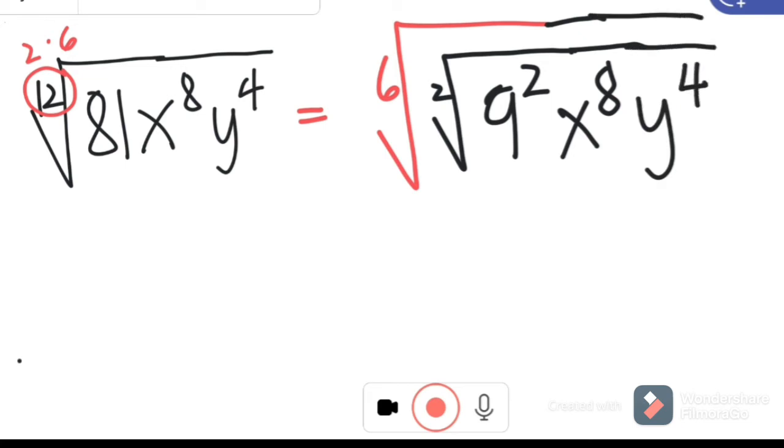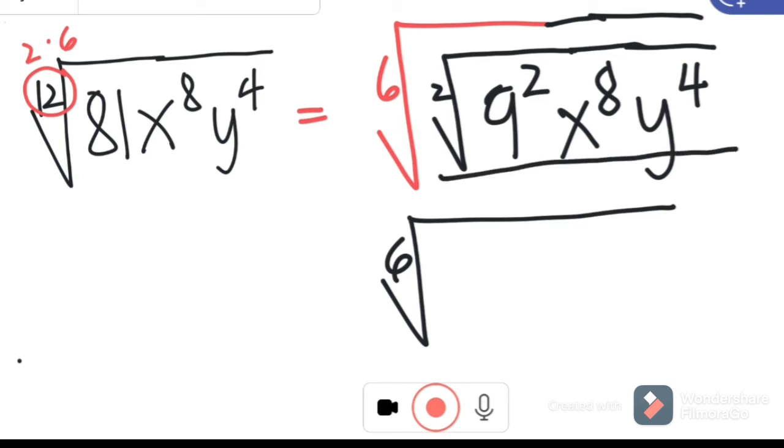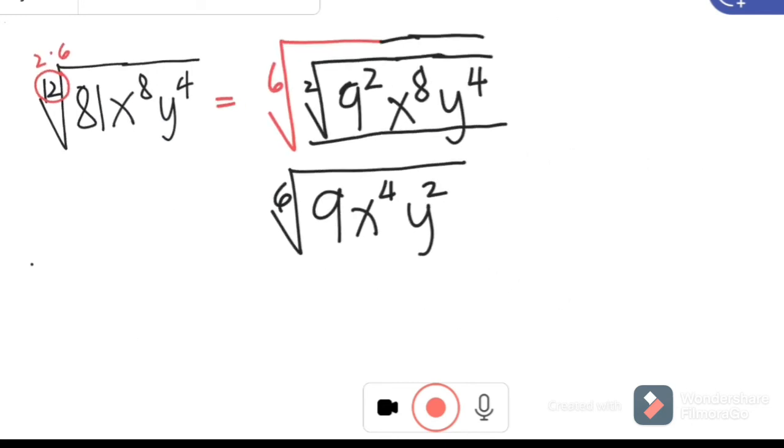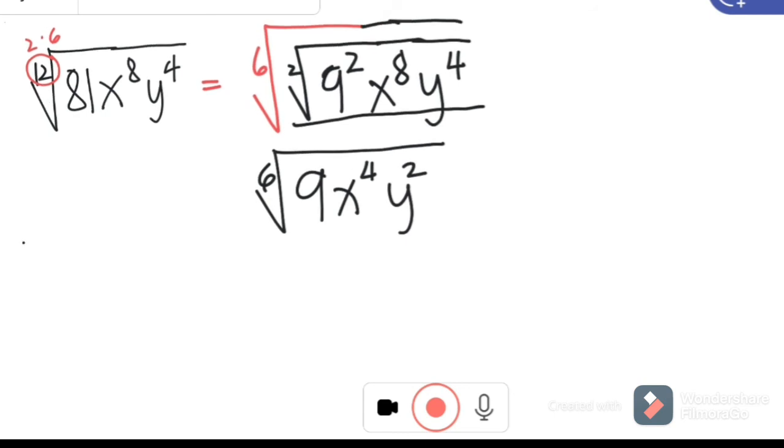So, now let's simplify the 6th root. Okay, and then simplify the inner radical. We have the square root of 9 squared is 9. The square root of x raised to 8 is x raised to 4. And the square root of y raised to 4 is y raised to 2. Okay? But we can still simplify the 6.